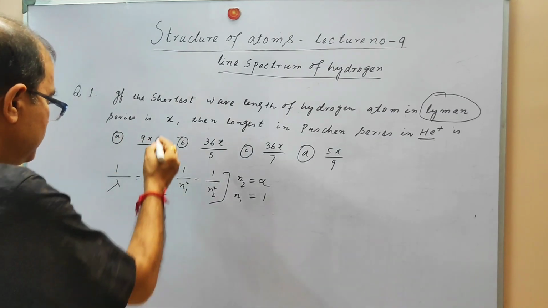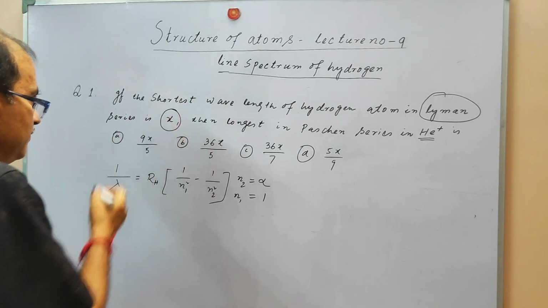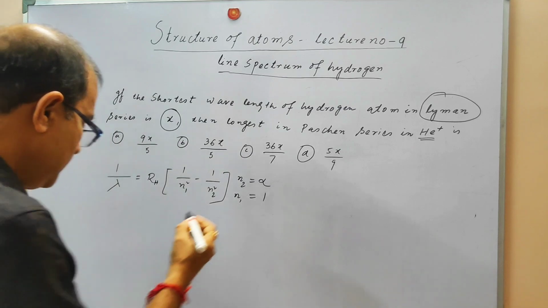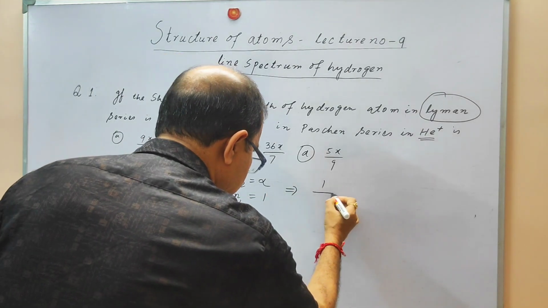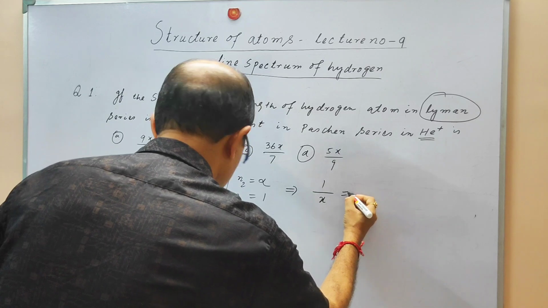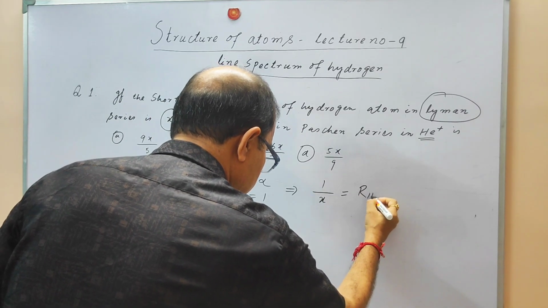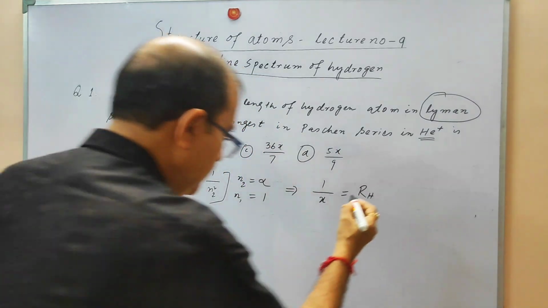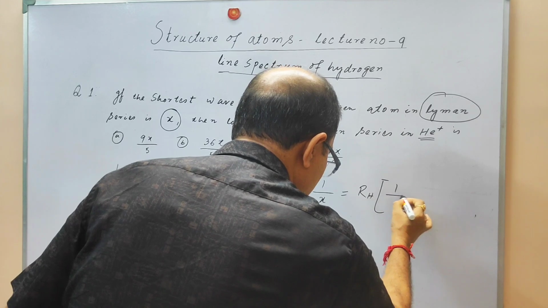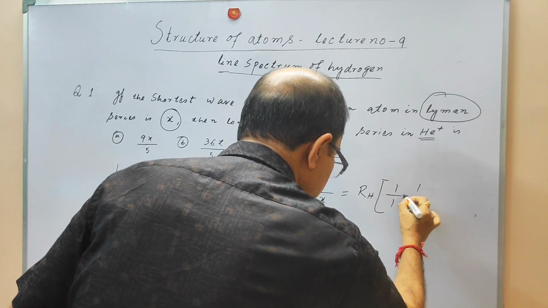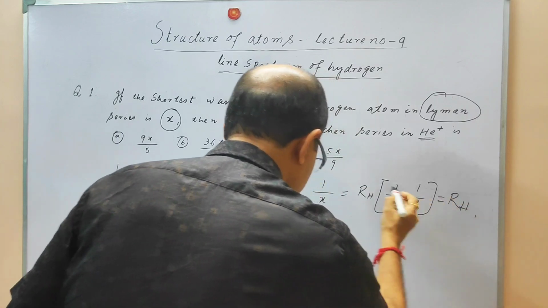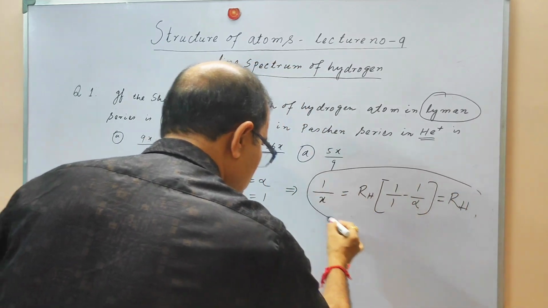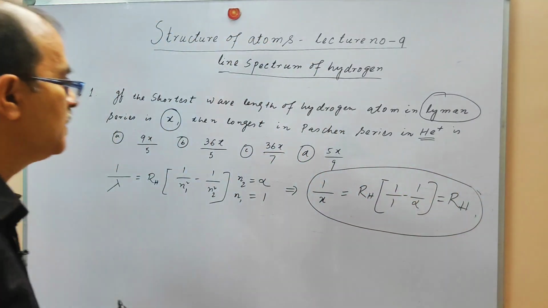Now, as the condition gives the shortest wavelength as x, we can equate 1 by x is equal to RH into 1 minus 1 by infinity square. 1 by infinity is 0, so we get RH equal to 1 by x.